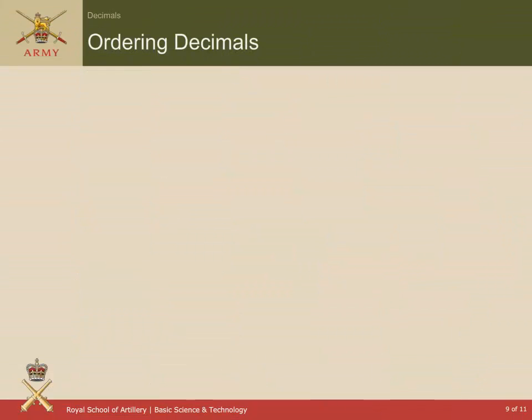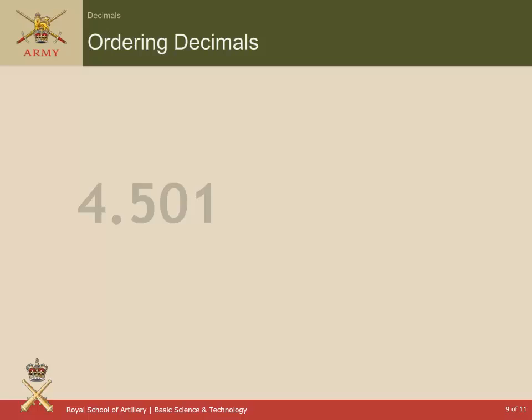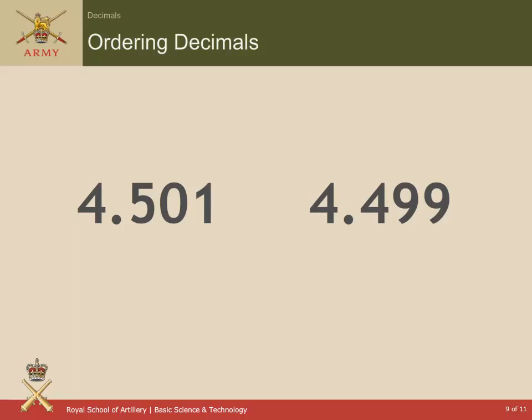As they are numbers, they can be put into order. We know that hundreds are greater than tens, tens are greater than units, ones, etc. Ones are greater than tenths, tenths are greater than hundredths, etc. So when comparing numbers, always compare the leftmost number first. Here we have two decimals, 4.501 and 4.499. Well, 4 is the same for both of them, so we look after the decimal point. We've got 0.5 or 0.4, and obviously 0.5 is larger. So 4.501 is larger than 4.499.